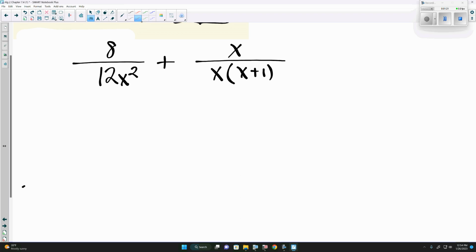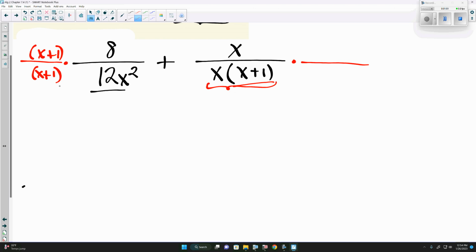Now, we do need to get both of these to be the same, both fractions to be the same, so let's look at the one on the right first. So we have 12x squared. What is it missing, or what does the one on the right have that the one on the left doesn't? It has the x plus 1, yes? So we need to multiply top and bottom by x plus 1.